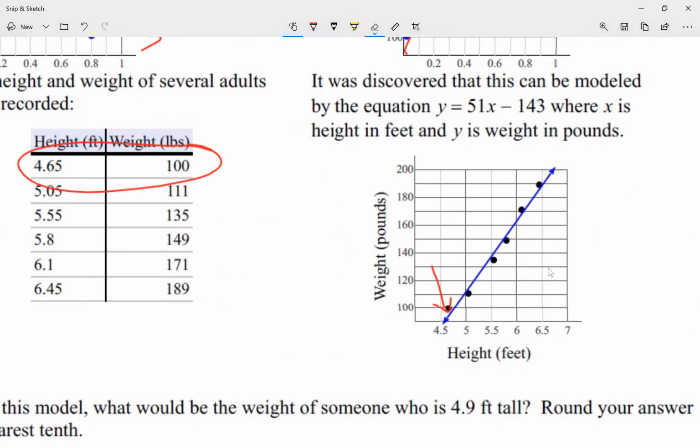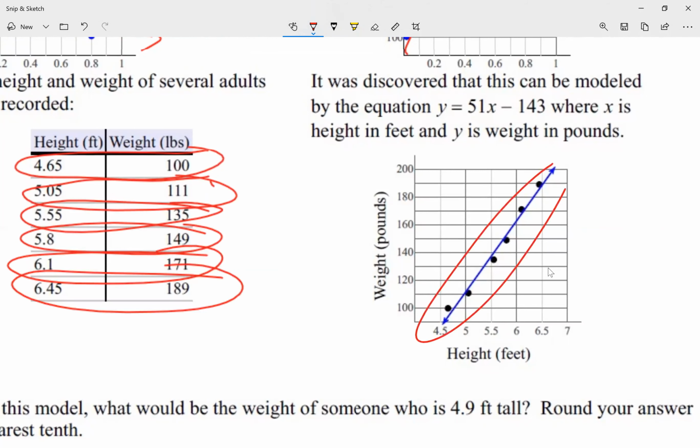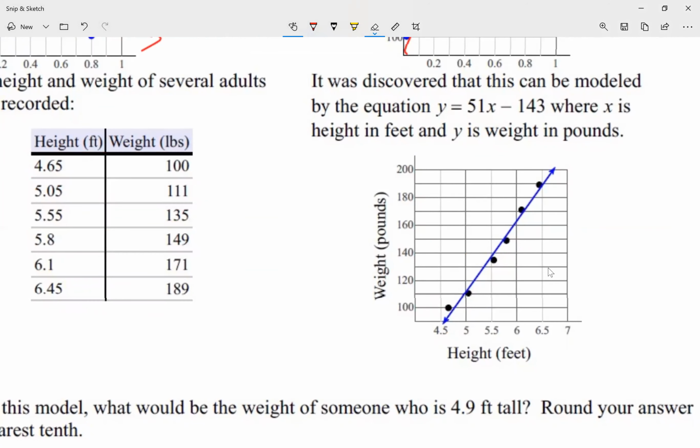So notice how each of my points is each of this information on the table, right? Height with the corresponding weight. Each of these gives me a point on the graph at the side. So I see the table, I see the graph, I can see the positive correlation. So what that means is that the more height a person has, the more weight it has. There will be some points that are off my line, and it's fine. Not only that, but it was discovered that this can be modeled by an equation here.